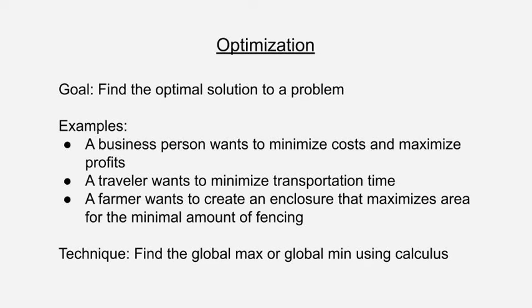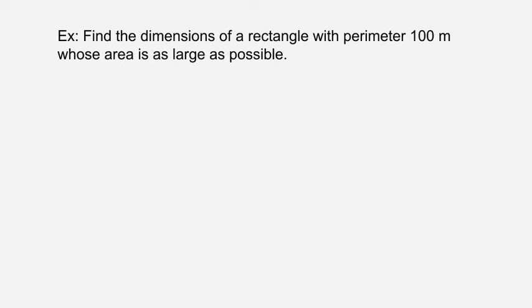If you are traveling somewhere, you're going to want to minimize your transportation time. Or if you are a farmer and you're creating some kind of enclosure to keep your animals in, you're going to want to maximize the area for the smallest amount of fencing. And so this is very clearly a maximization or minimization problem. And we're going to be using the techniques from the last video of finding the global or absolute max or min using calculus.